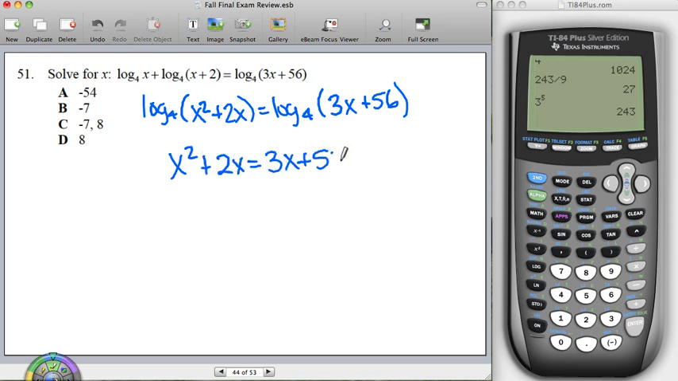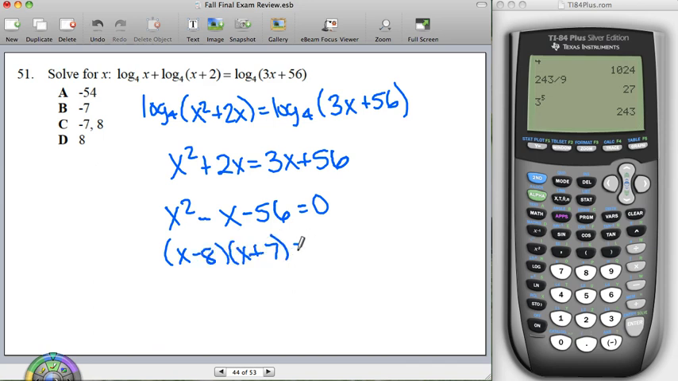Going to get this equal to 0. I don't know why I put 5x. I have x squared minus x minus 56 equals 0. I can factor. It's x minus 8, x plus 7. Two possible solutions are 8 and negative 7.